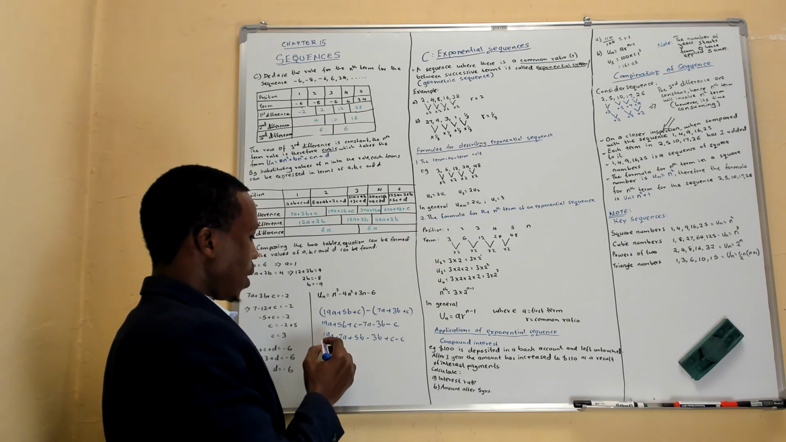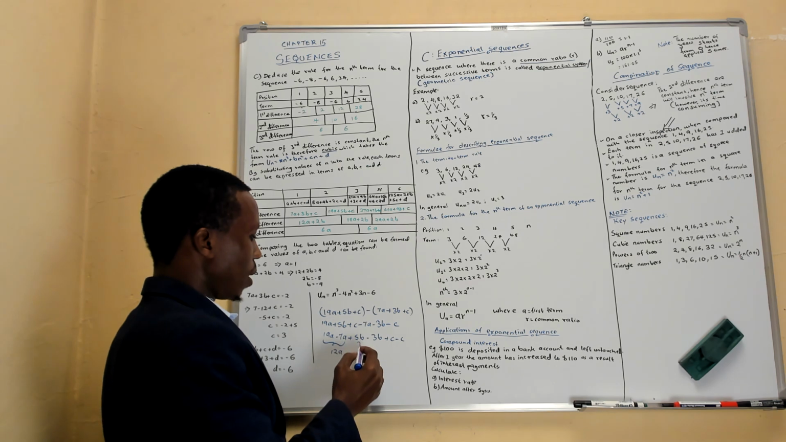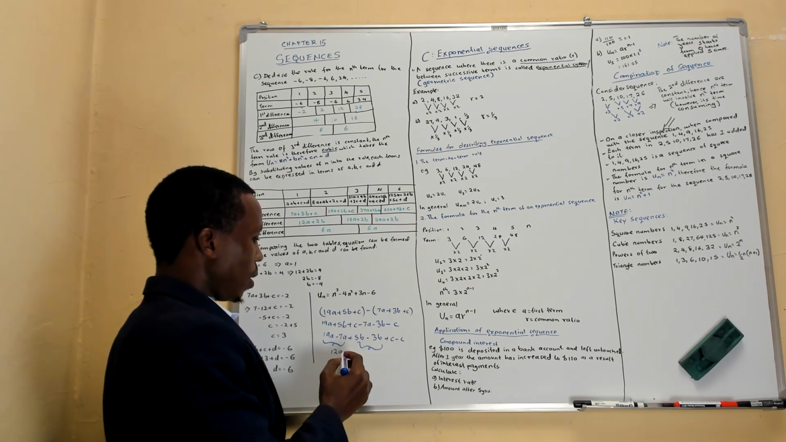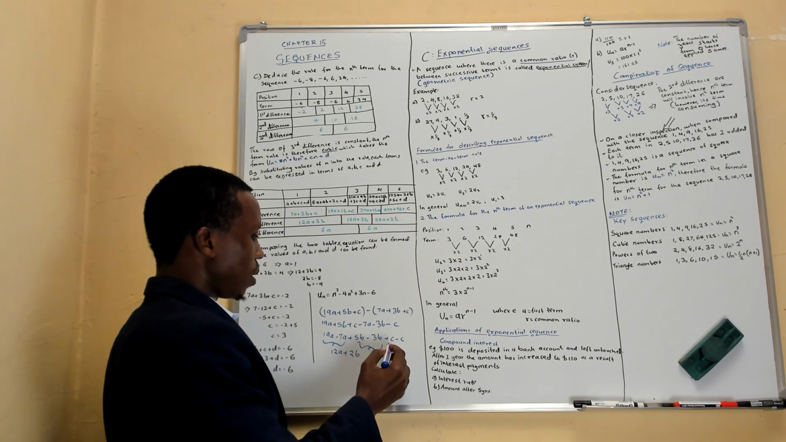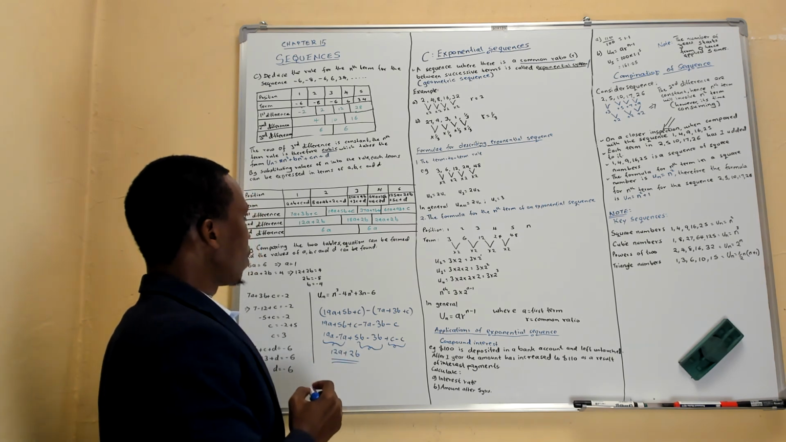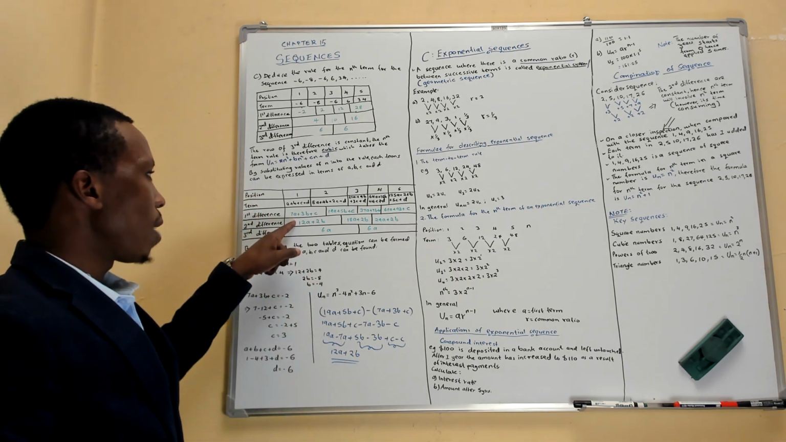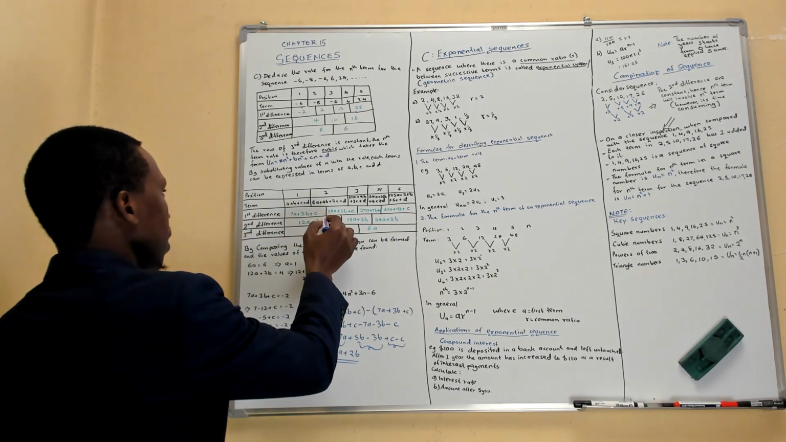19a minus 7a will give me 12a. Then 5b minus 3b will give me 2b. Then c minus c will give me 0. So what I have is 12a plus 2b. That is what I have here, the same thing here.